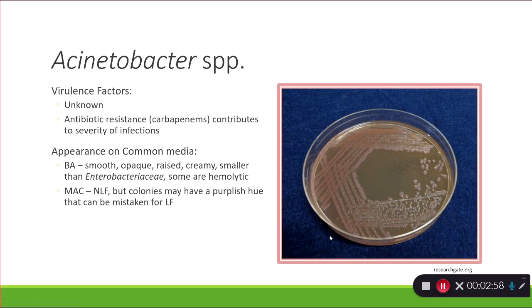It doesn't really have any known virulence factors, but there is antibiotic resistance to carbapenems. This contributes to the severity of the infections where we find it. On blood agar, it is smooth, opaque, raised, creamy, smaller than Enterobacteriaceae, and some are hemolytic. On MacConkey, it's a non-lactose fermenter, but the colonies may have a purplish hue that can be mistaken for a lactose fermenter.